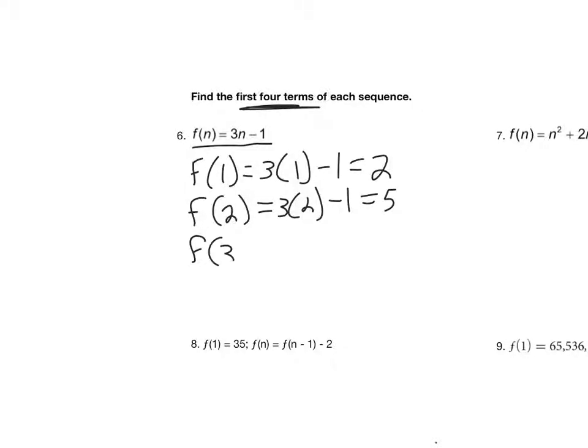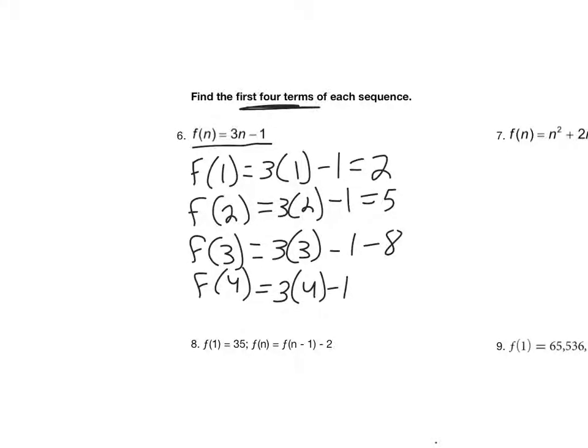How would you find f of 3? Plug in 3. 3 times 3 is 9, 9 minus 1 is 8. How would you find f of 4? Plug in 4. 3 times 4 is 12, 12 minus 1 is 11. And that's it, that's our first 4 terms.